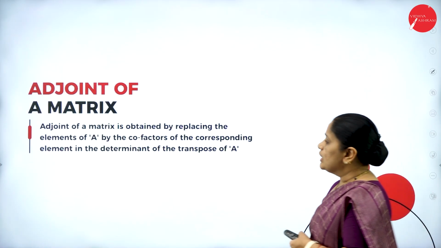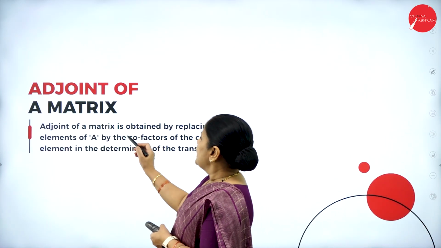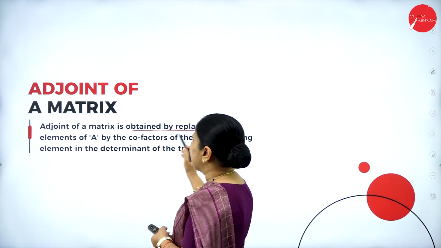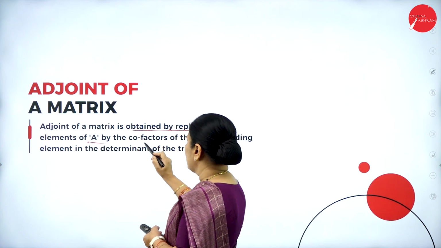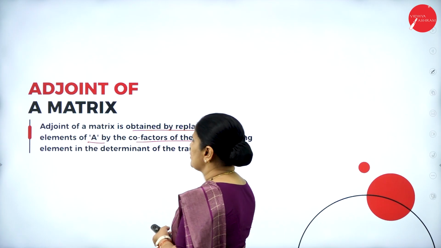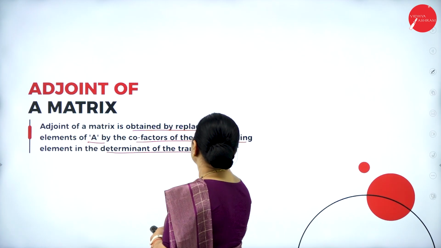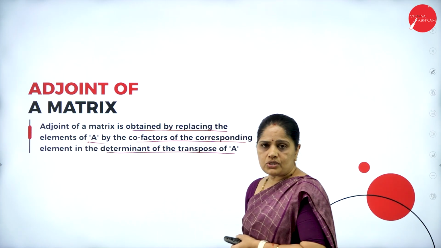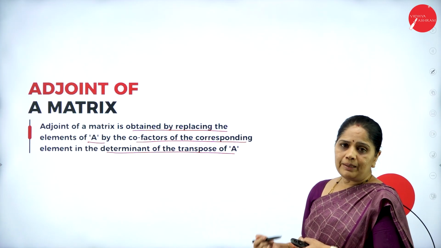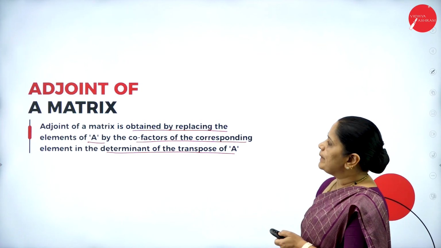Now, the adjoint of a matrix. The adjoint of a matrix is obtained by replacing the elements of A by the cofactors of the corresponding element in the determinant of the transpose of A. So, when I do a problem, you will be able to understand it better.